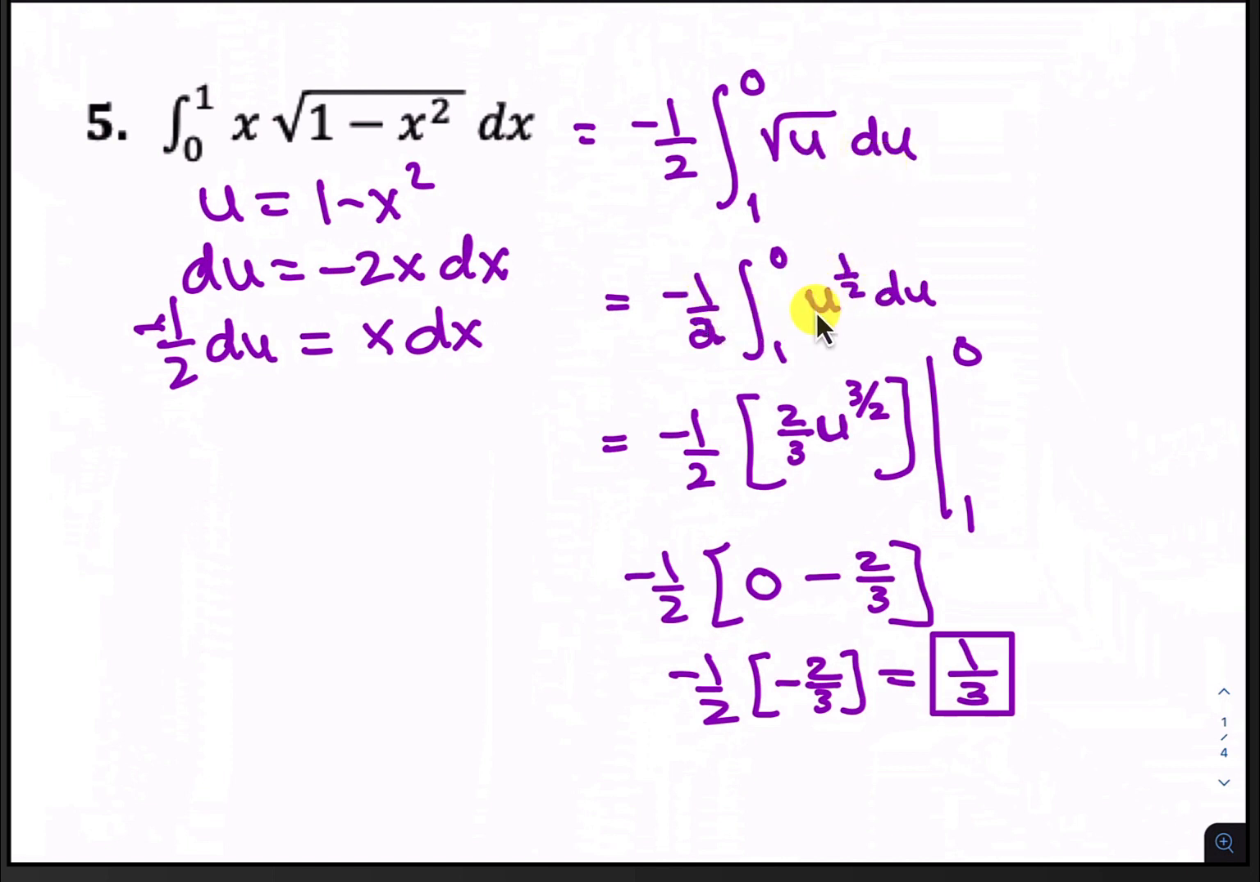That becomes u to the 1/2. And then the antiderivative of u to the 1/2 is 2/3 times u to the 3/2. Now we will evaluate that between 1 and 0. So we plug in the 0 first. And 2/3 times 0 to the 3/2 is just 0. And then we plug in the 1. And 1 to the 3/2 is just 1. So that's 1 times 2/3 is 2/3. So that's 0 minus 2/3 is negative 2/3. And then we multiply that by the constant, which was negative 1/2. So negative 1/2 times negative 2/3 is positive 1/3.